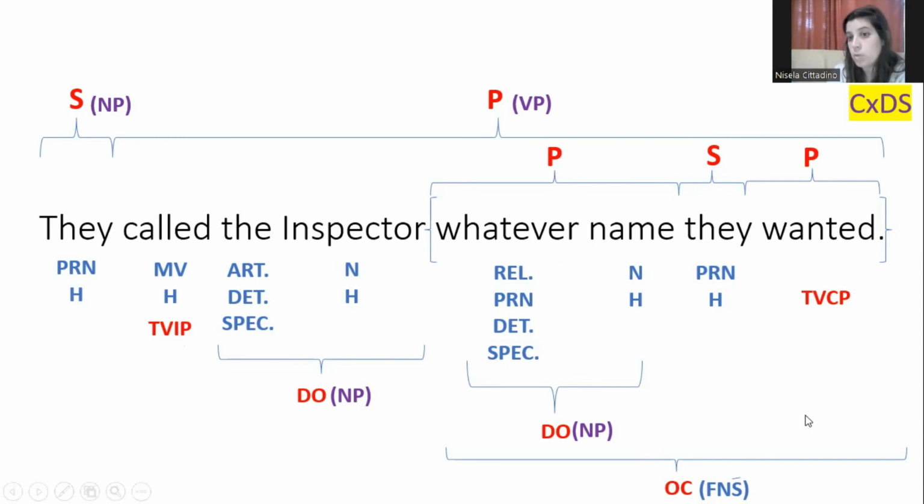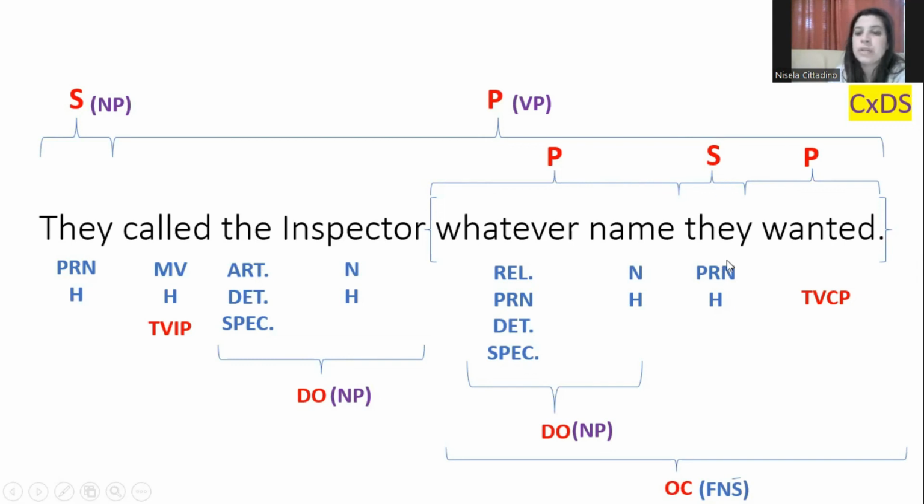And whatever name they wanted is a finite nominal clause. Finite nominal clause with a line on top of the S. Okay, the inspector here is a noun phrase. It's the article, the determiner, the specifier. Inspector is the noun and the head. Let us go inside the clause. Whatever name is the object, they is the subject, wanted is the predicate. Yes? So let us go to the subject, they is the pronoun and the head of the noun phrase.